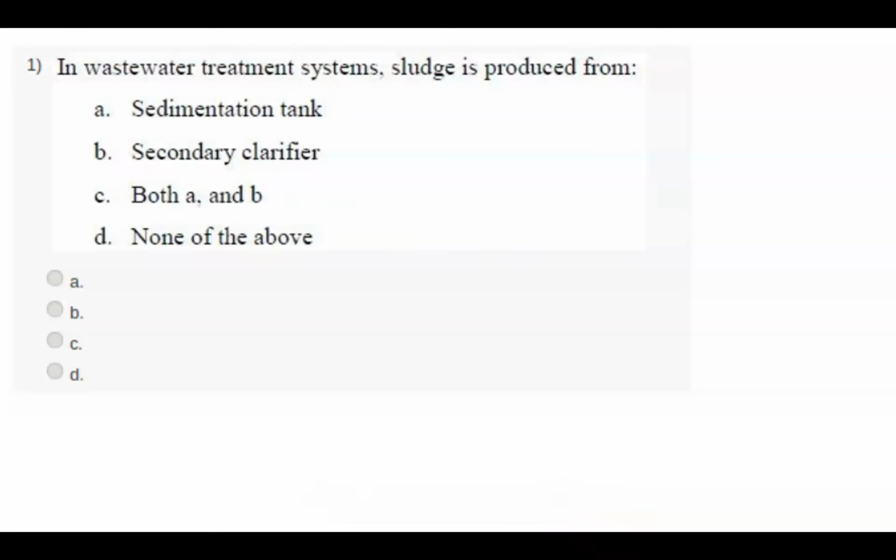Okay. First question. In a wastewater treatment system, sludge is produced from: four options are given: A, sedimentation tank; B, secondary clarifier; C, both A and B; and D, none of the above. So the answer is... anyone can answer? Yes, both A and B. Right answer. This is the answer.